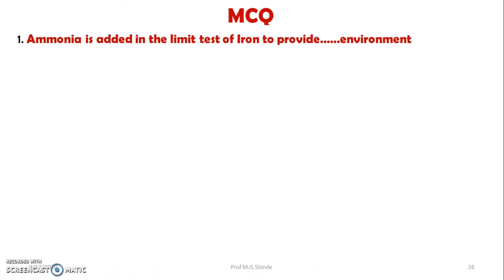Now there are some MCQ questions from this limit test. First question is ammonia is added in the limit test of iron to provide which type of environment? There are four options: acidic, alkaline, neutral and none of these. So here the correct option is B, that is alkaline.